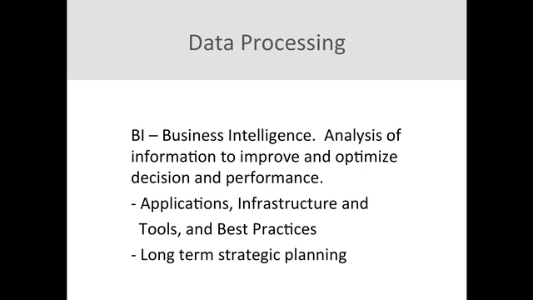And another type of data processing system is business intelligence, and this is a system that analyzes information to improve and optimize decision and performance. These typically are applications, infrastructure, and tools and best practices, and they are best used towards long-term strategic planning.